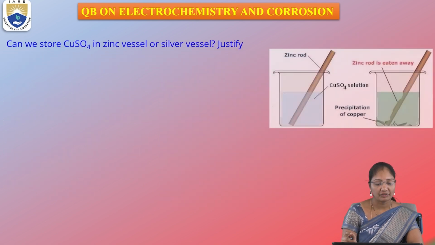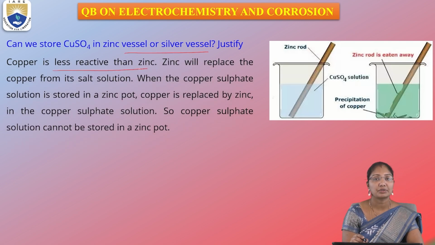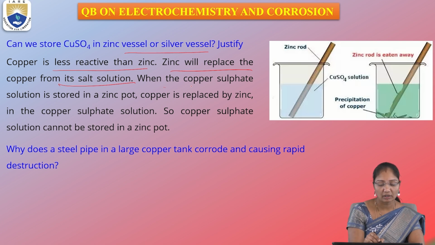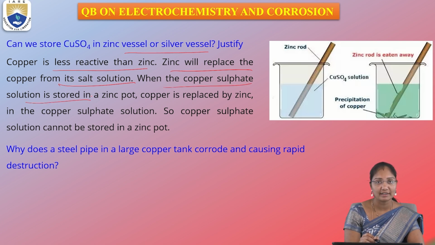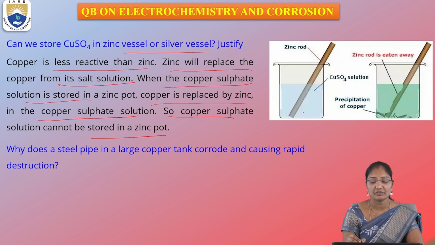So, can we store copper sulfate in a zinc vessel or silver vessel? Justify. Copper is less reactive than zinc, and zinc will replace the copper from its salt solution. When copper sulfate, CuSO4, is stored in a zinc pot, the copper is easily replaced by zinc. So copper sulfate solution cannot be stored in a zinc pot. Here, if we see, the zinc rod dipped in copper sulfate solution is eaten away because of displacement.